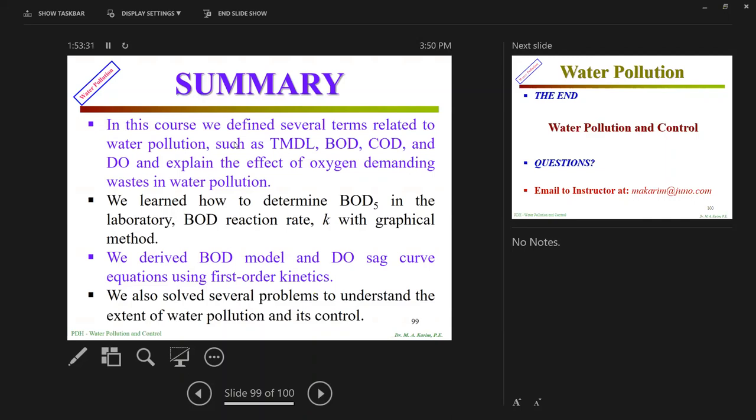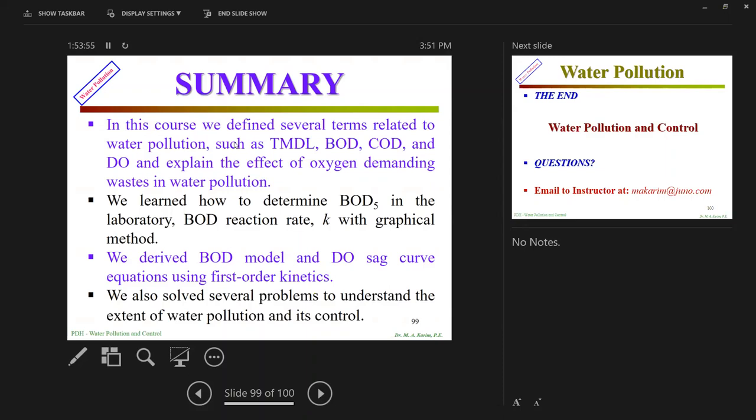How to find the BOD rate constant, usually the reaction rate K, with a graphical method. I think I discussed it and we solved one problem, right? We derived the BOD model and BOD sag plot as equations using first order kinetics. In there, we did both. I don't know how well I explained it to you, but you should be able to go back and take a look at those.